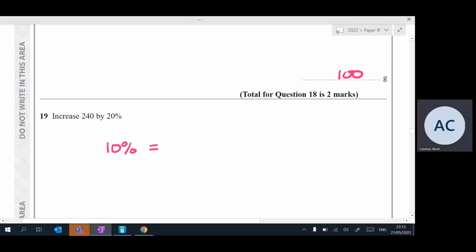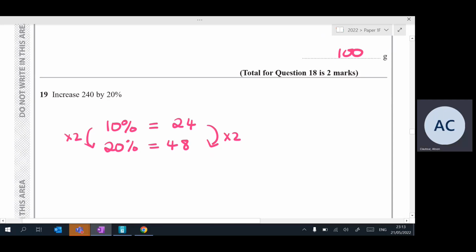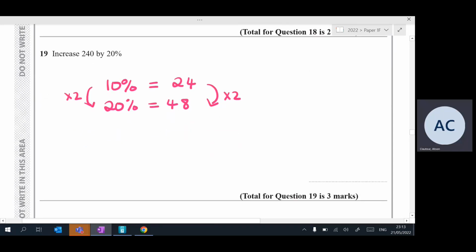So remember, always divide by 10 to find 10%. So if I do 240 divided by 10, I get 24. I can then double that to get 20%. So double 24 gives me 48. And I've then got to increase that. So I'm adding my 240 and then add my 20%, which is 48, to give me 288.